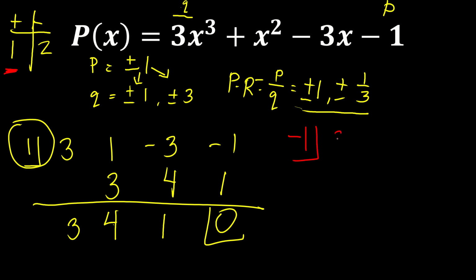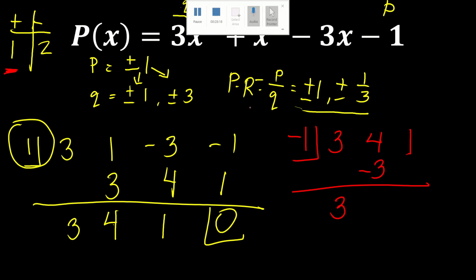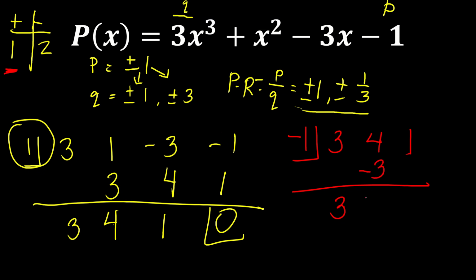So 3, 1, negative 3, negative 1. Bring down 3. 3 times negative 1 is negative 3. 1 plus negative 3 is negative 2. Negative 2 times negative 1 is 2. Negative 1... hmm, 1 plus negative 1, 0. So, nakuha ulit natin yung isa pang negative, that is negative 1.